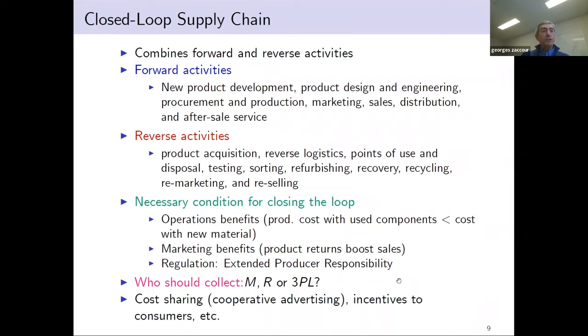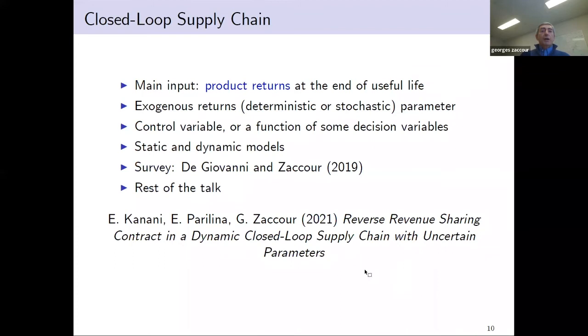So here some actions can be taken, either monetary actions to give some money back when you return the product, or also to provide information about the importance of recycling and so on and so forth. Okay. So what we should remember here is that if we want to deal with a closed loop supply chain topic, product returns are really important.